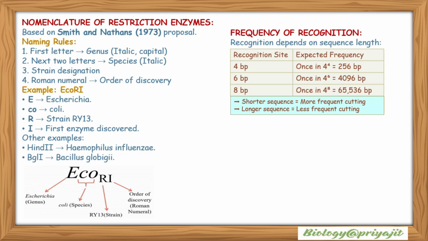Naming rules: the first letter of a restriction enzyme indicates the genus, which is italic and capitalized, and the next two letters indicate the first two letters of the species, which is also written in italic. The third point is the strain designation, that is R, and the Roman numeral indicates the order of discovery of that restriction enzyme. So EcoRI: E means Escherichia, co means coli, R is the strain RY13, and I indicates the first enzyme discovered. Other examples: HindIII from Haemophilus influenzae, BglI from Bacillus globigii, etc.